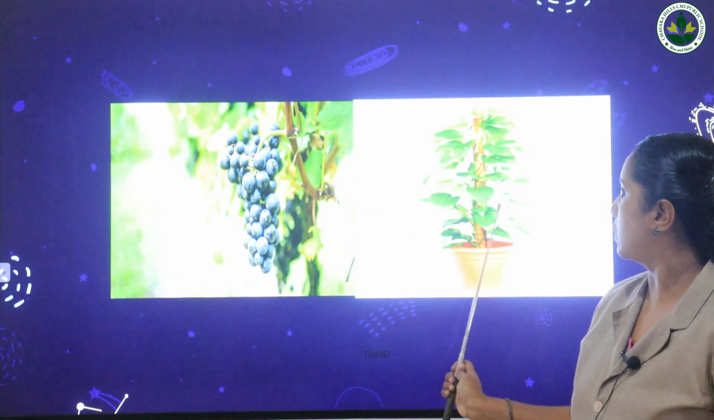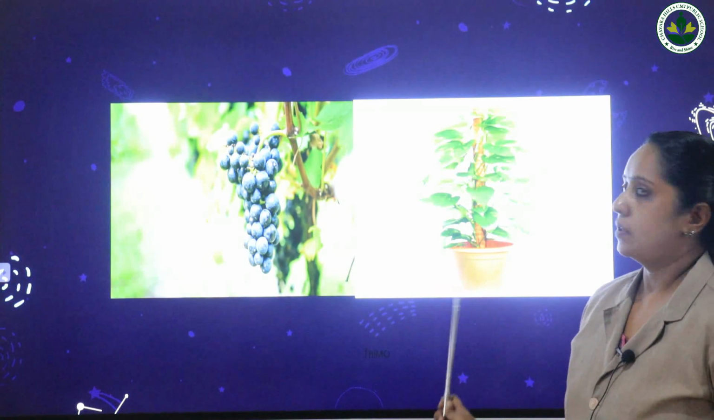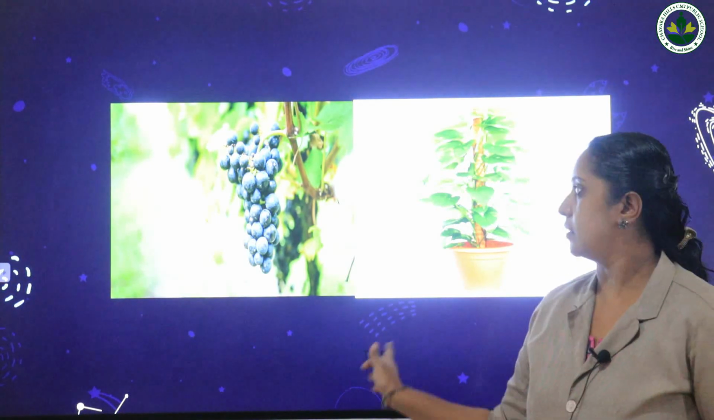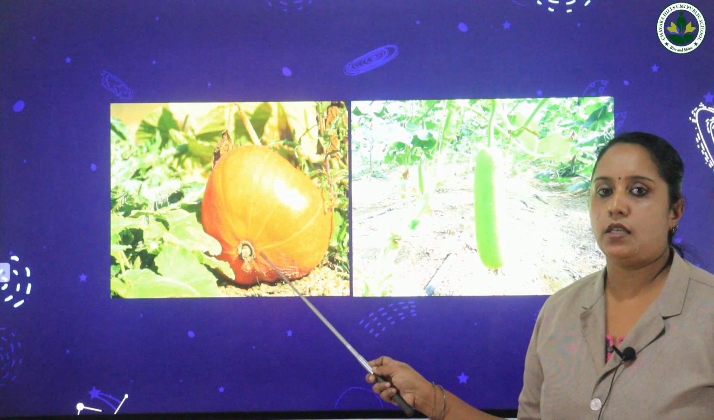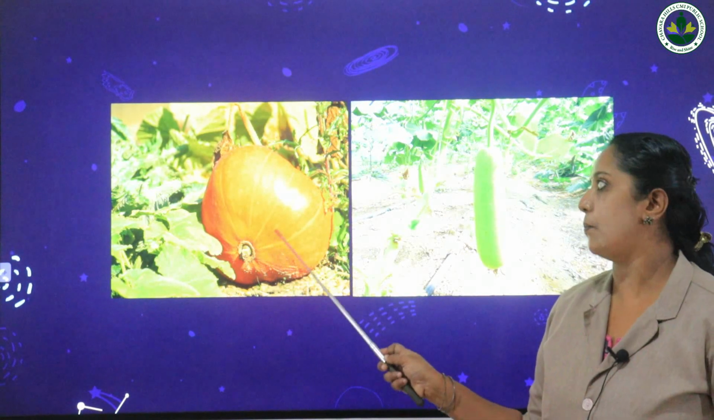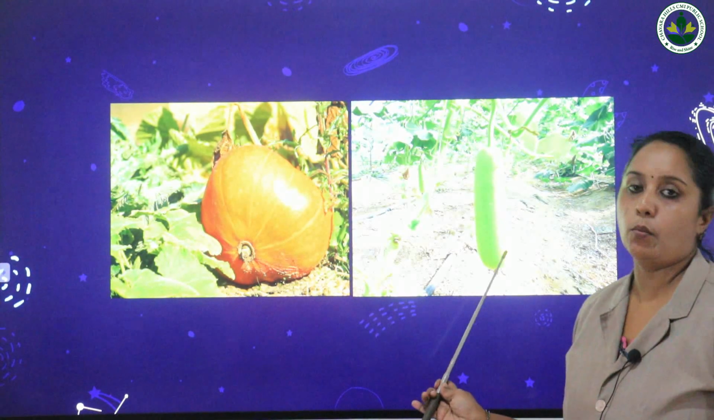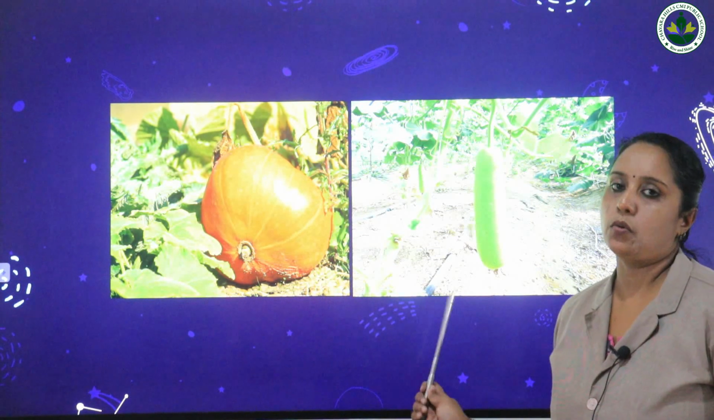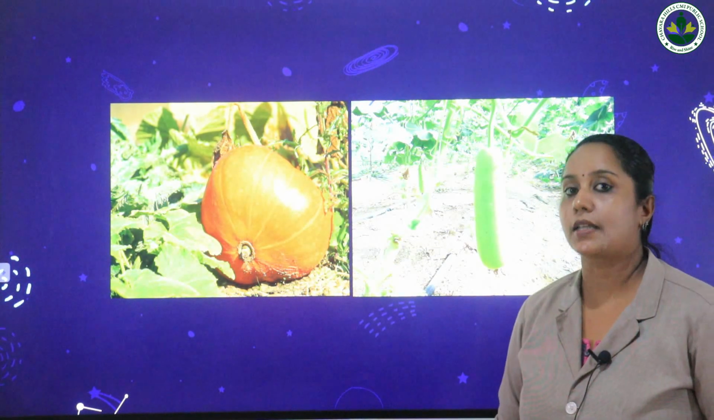Here this money plant also, it's climbing over here. So they are known as climbers. Now what do you see here? Yes, this is the pumpkin. Now this one is the bottle gourd. So these two are examples for creepers.